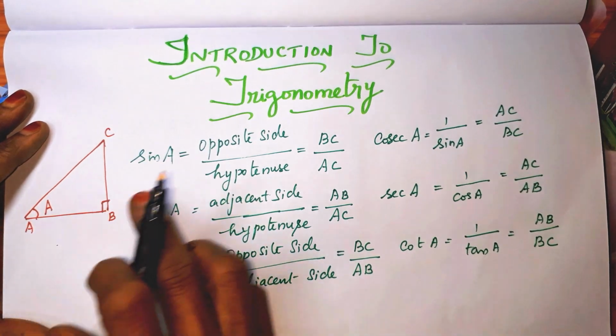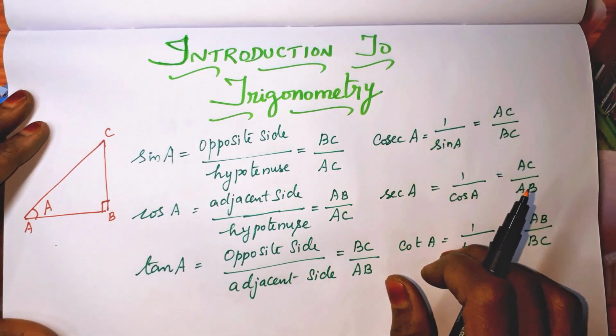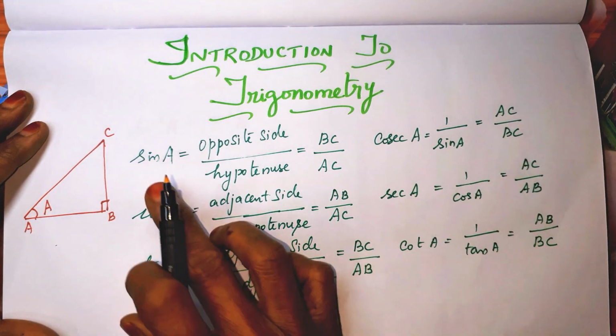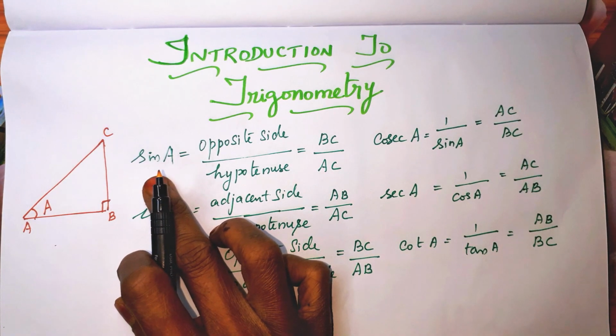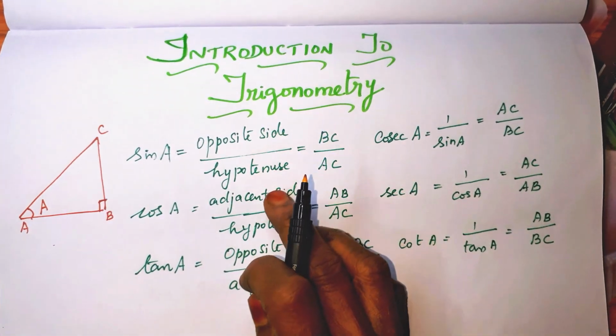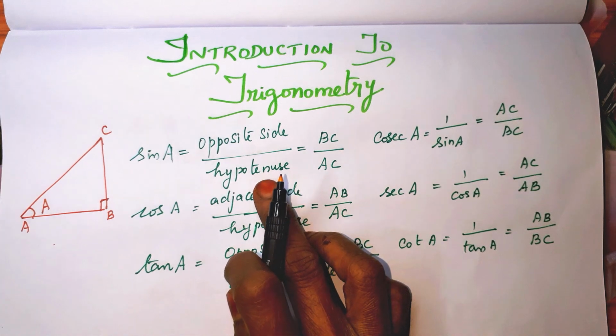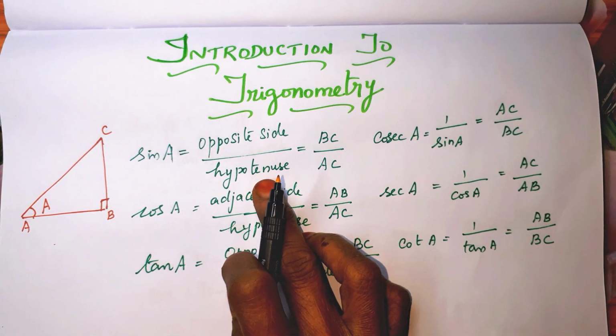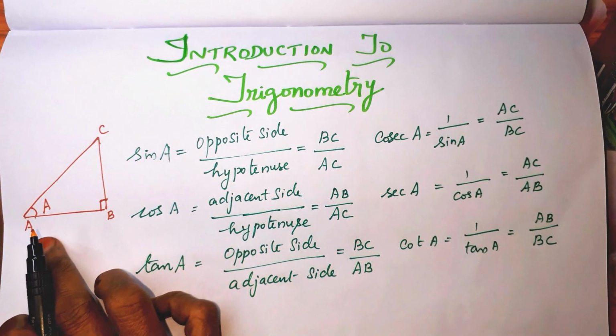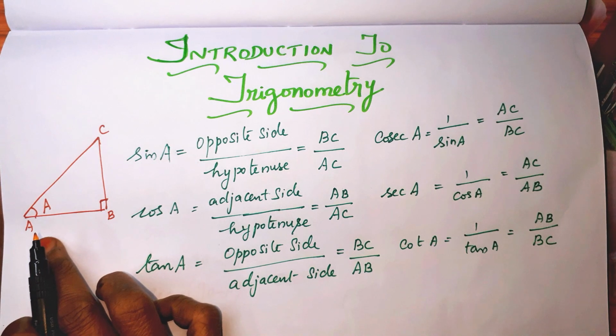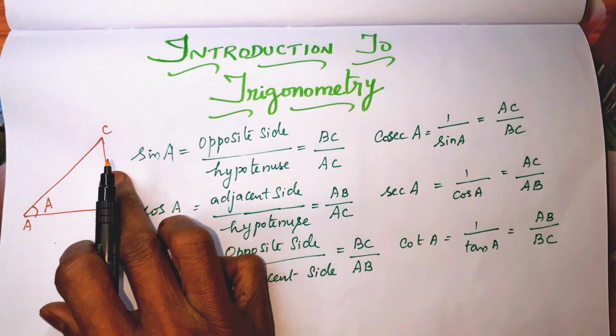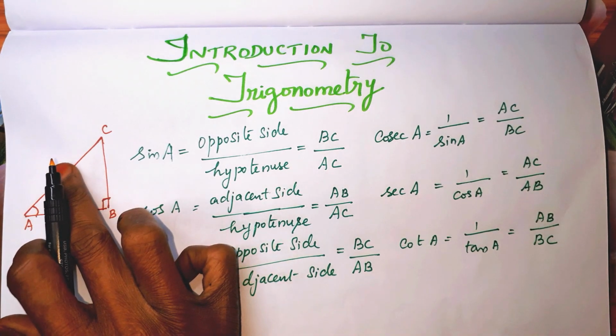Using this triangle, we are going to write some formulae. After that, we will proceed. What is the formula for finding sine A? Sine A is equal to opposite side by hypotenuse. What do you mean by hypotenuse? You know the Pythagoras theorem? The sum of the squares of the other two sides is equal to the square of the hypotenuse.